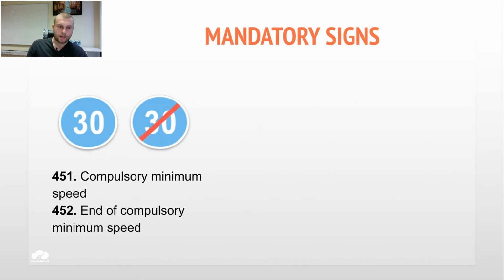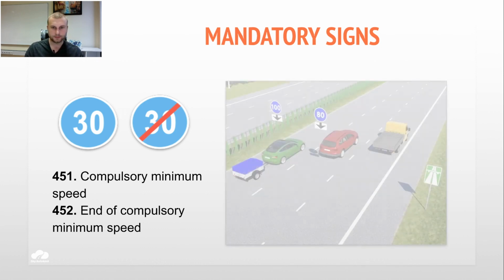Then, compulsory minimum speed, end of compulsory minimum speed also. This kind of sign exists, but usually it's on the motorways or highways. So the minimum speed on the highway, on this lane or another lane, has to be minimum 30. For example, if you drive a moped and small bike or something, or scooter, and your maximum speed is 25, it means you cannot use this road, you cannot use this lane, and so on.